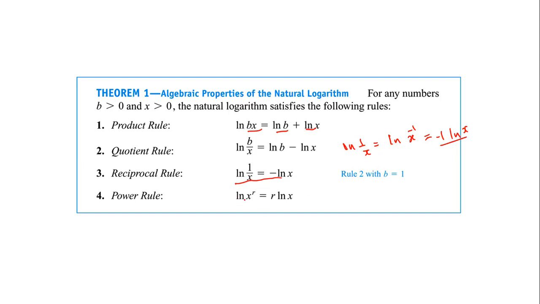And then we have ln of x to the power r. We just said the same thing. So you can take r to the left, that will give you r ln x. Okay? Anybody?